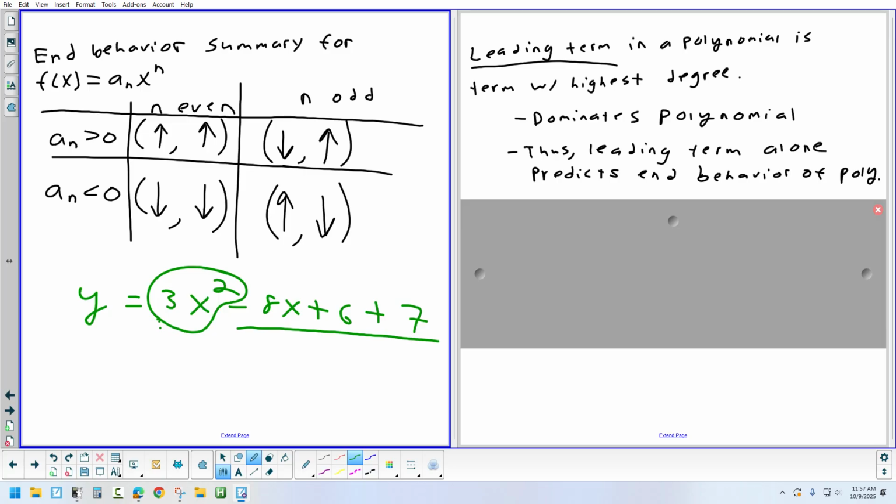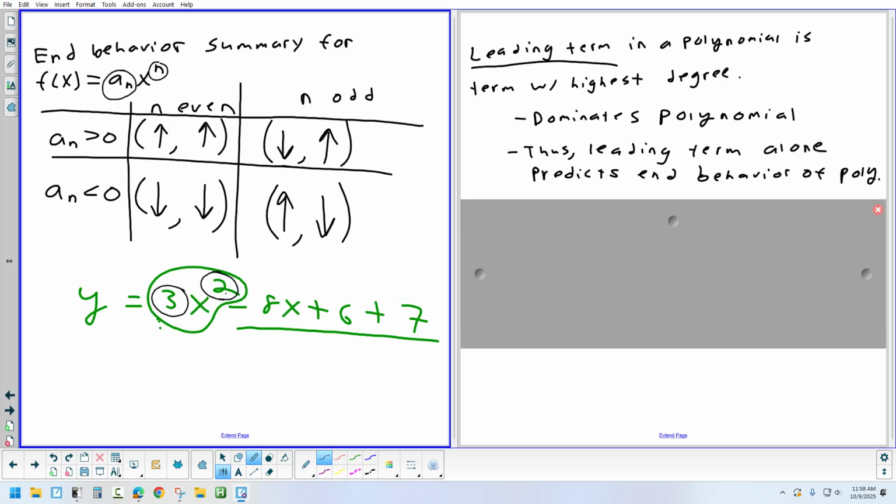And when you look at the leading term, there's two things to look at. This exponent, that's the n, and then the number that's in front. I call that a sub n. If this exponent is an even number, then you're always going to think of a parabola. Parabola is an even number, x squared. The arrows are going to always go the same way. Both up, both down. Odd numbers, like x cubed, you get one of each. Up, down, or down, up.